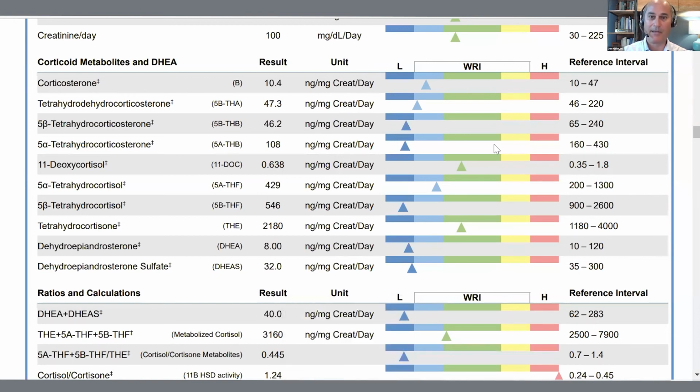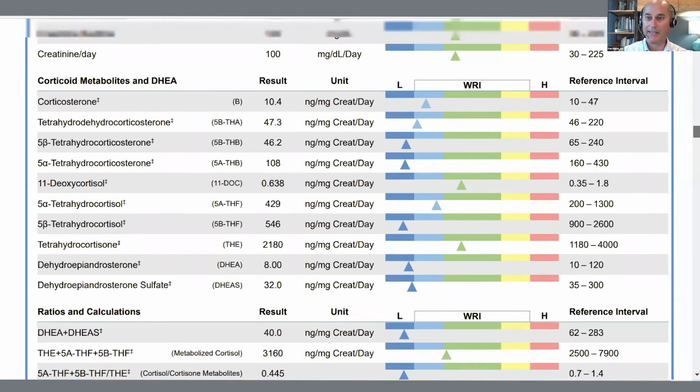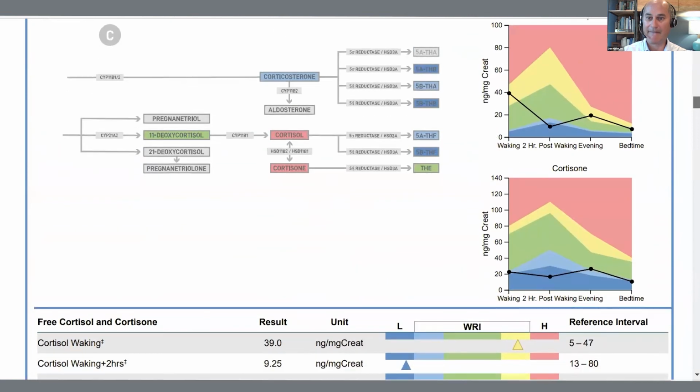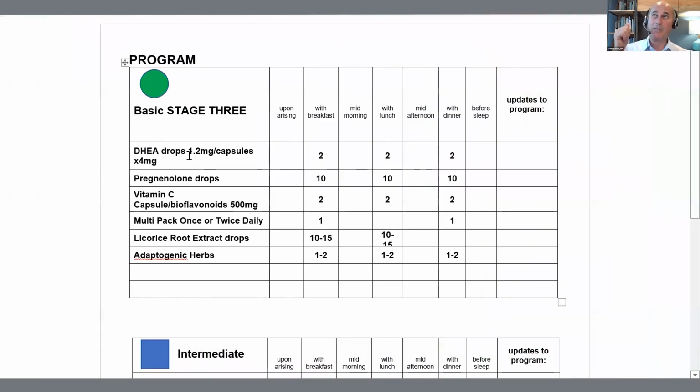But wait, I didn't really finalize that. Let's go back and say, what stage is it? Stage 2, because are the cortisols high all the time? No. Are they low all the time? No. Are they dropping out? Yep. Okay, so this is a stage 2. Remember, stage 1 is high cortisol. Stage 3 is super low cortisol. Stage 2, they're dropping out. It's right in between. So for stage 2, we're going to give a little more DHEA.